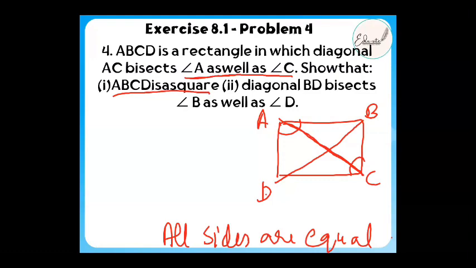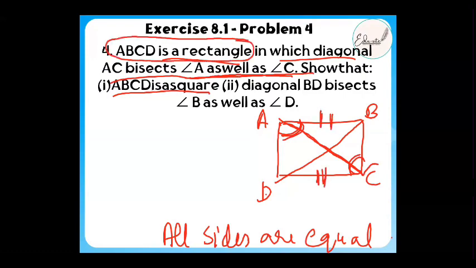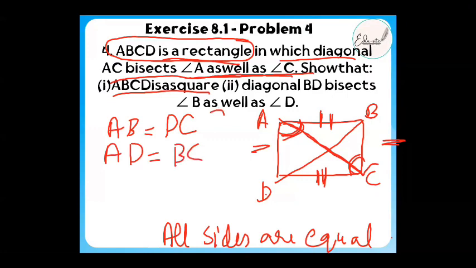Laiba? They have told you that ABCD is a rectangle in which diagonal AC bisects angle A as well as angle C. They've already told you that the angles are equal. Yes. Angles here and angles here are equal. So how can you prove that these sides are equal? To prove the sides equal, we already know that it is a rectangle. In a rectangle, AB equals DC, correct? In a rectangle, opposite sides are equal. Then AD equals BC. We already know these two things.